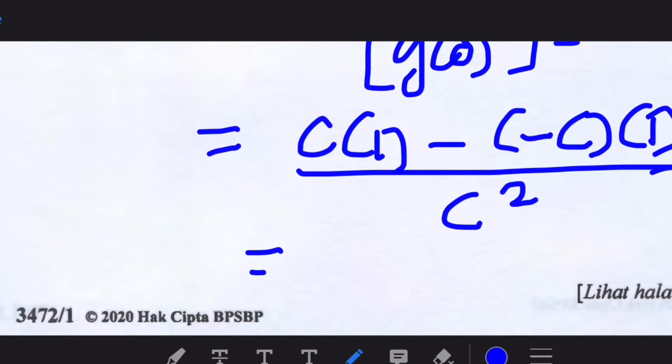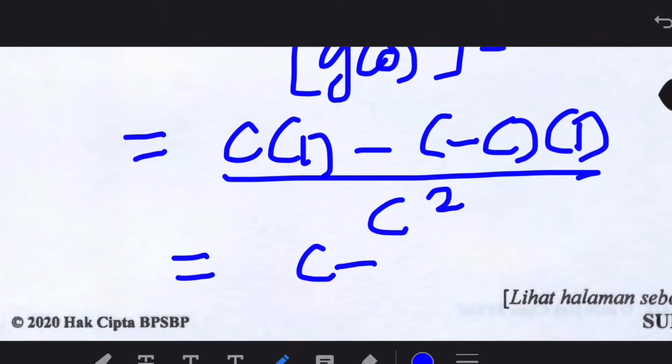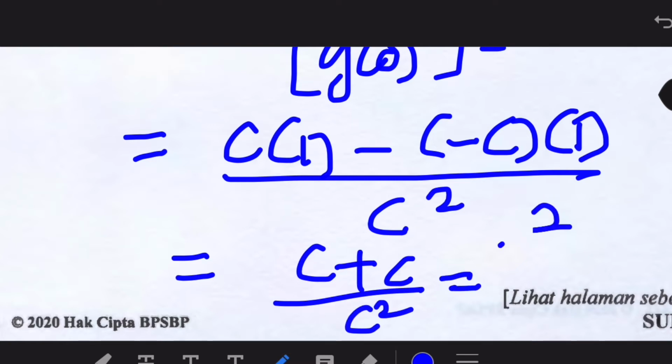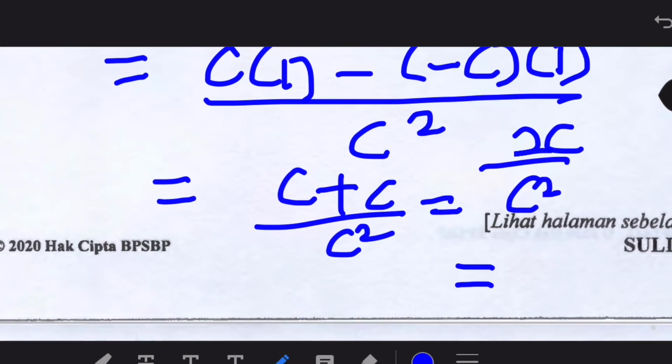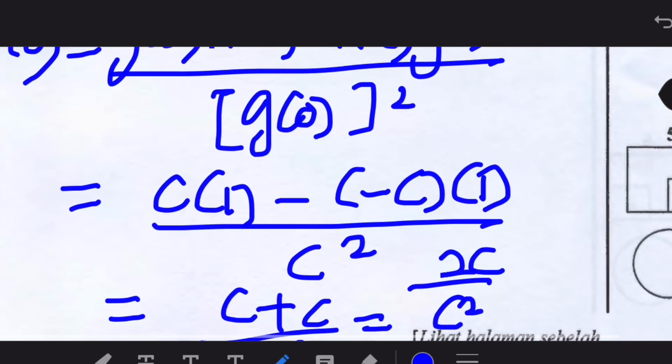is negative c times 1 over the g0 intercept, then c squared, right? And then you simplify c plus c over c squared, so you have 2c over c squared, and finally your answer is 2 over c. It's actually not so difficult, right?